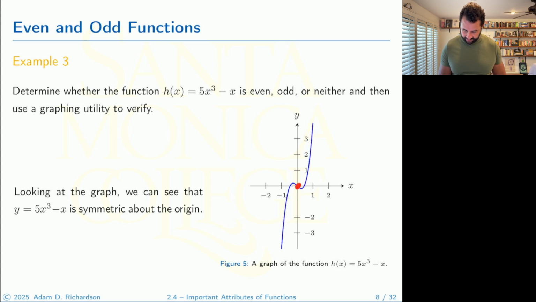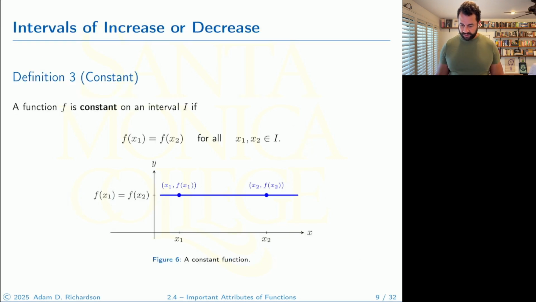Oops, there you go. So this piece here looks the same as this piece right here. So it's symmetric about the origin. Now we've visually verified that it is actually an odd function. All right, so the next property we want to take a look at is intervals of increase or decrease.